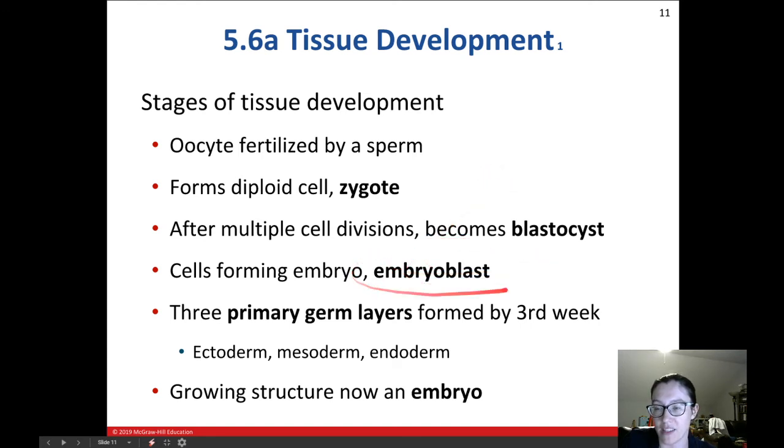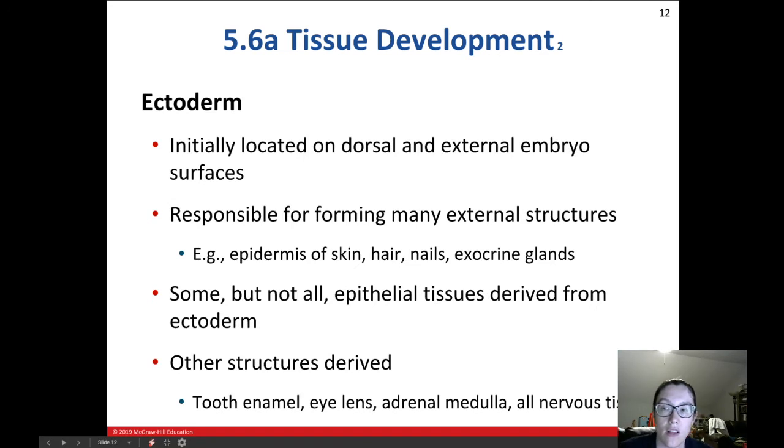And this embryoblast is going to eventually form what's called the 3 primary germ layers, and this is formed by about the 3rd week. So this is the part here I want you guys to look at and start remembering, the 3 primary germ layers. It's going to form the ectoderm, the mesoderm, and the endoderm. And once these 3 primary germ layers have formed, we now, instead of calling it a zygote, are going to call it an embryo. So the ectoderm is going to be located on the back part and the external part, so like sort of the back and the outside of the embryo surfaces. And it's responsible for forming many of the external structures.